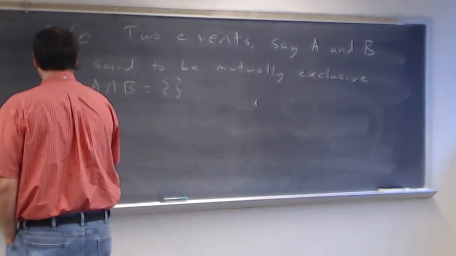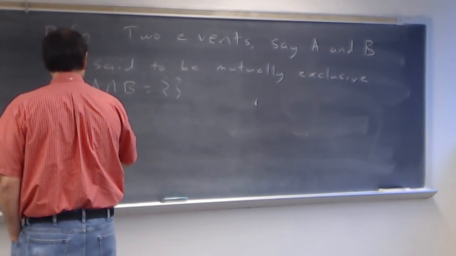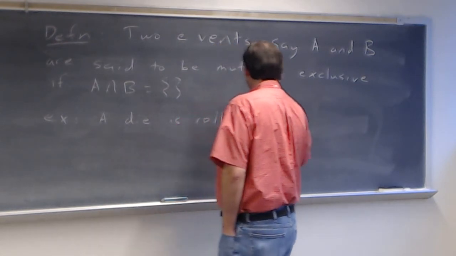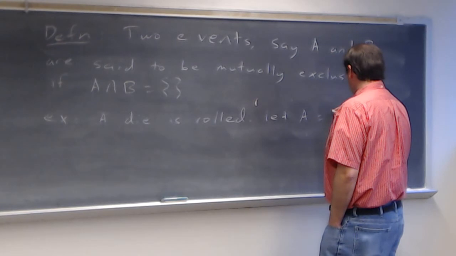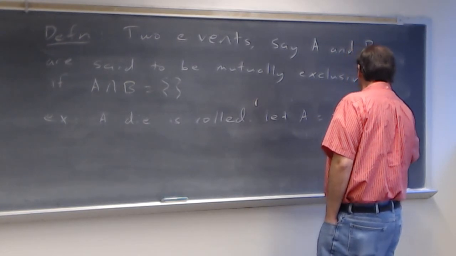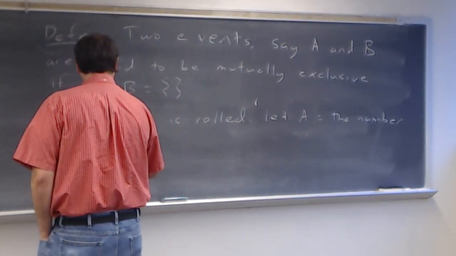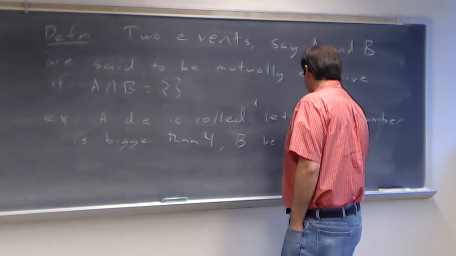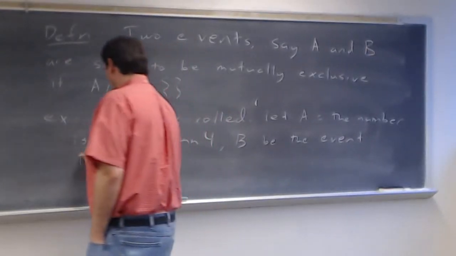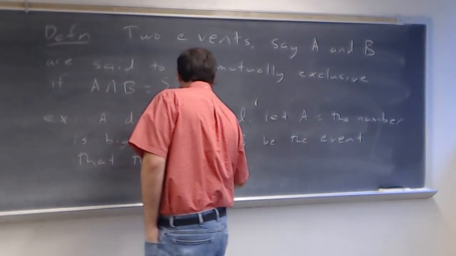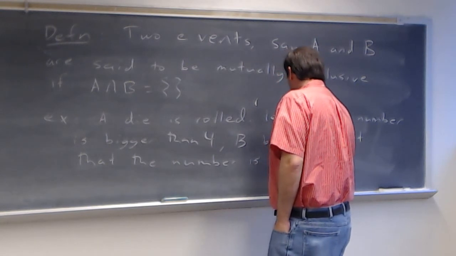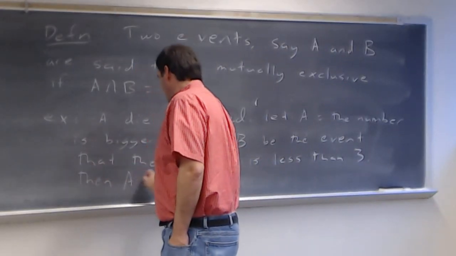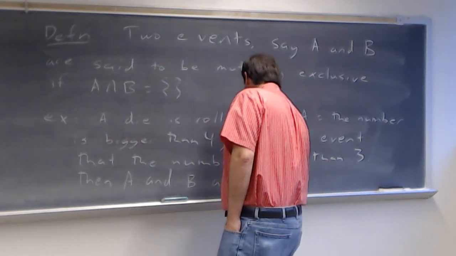So as an example, if you say a die is rolled, let A be the event, the number obtained is bigger than 4, and B be the event that the number is less than 3. Then A and B are mutually exclusive.